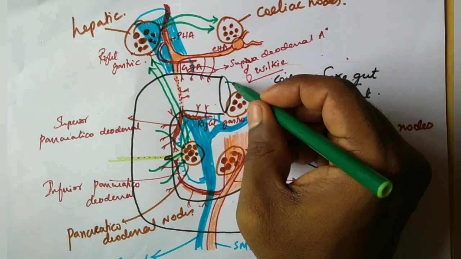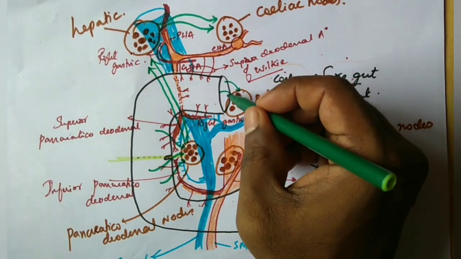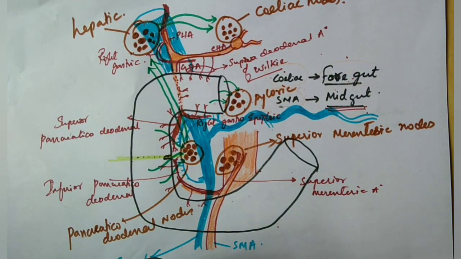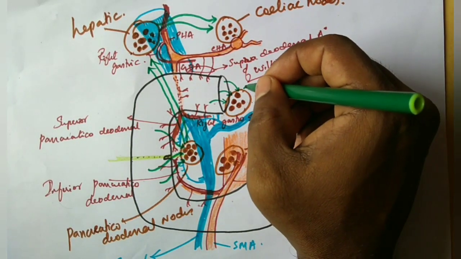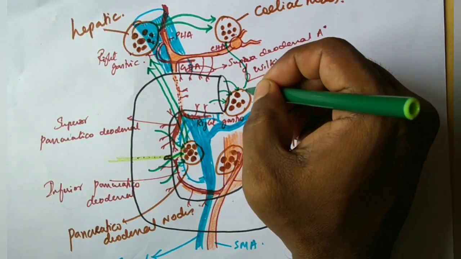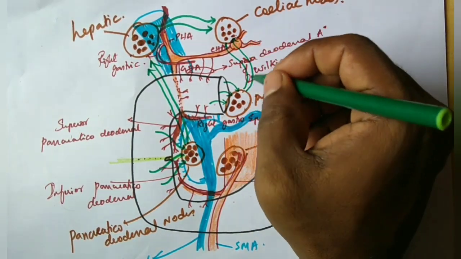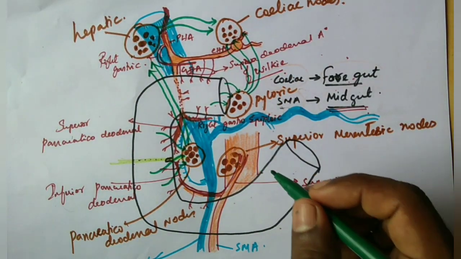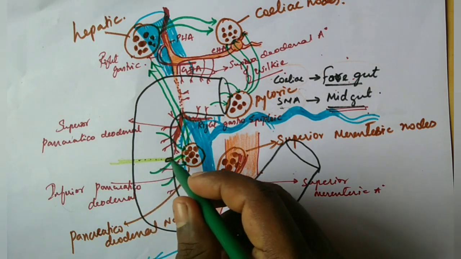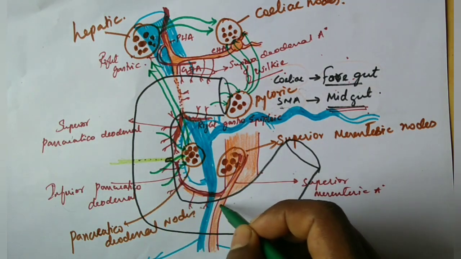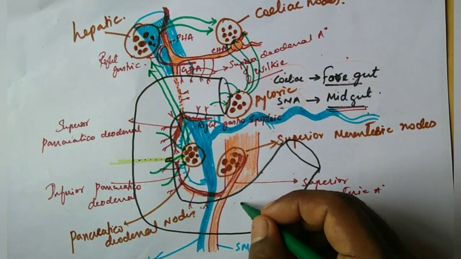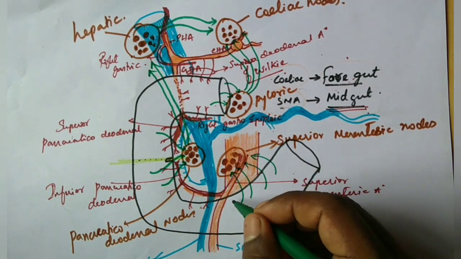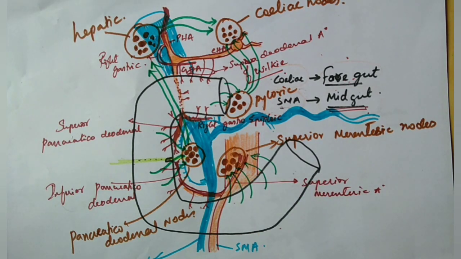Some lymphatic vessels from the first part of duodenum drain into the pyloric nodes. From the pyloric nodes, the lymph will reach the celiac nodes. And the part which is derived from the midgut will be draining into the superior mesenteric nodes.